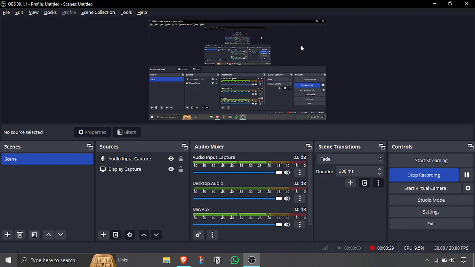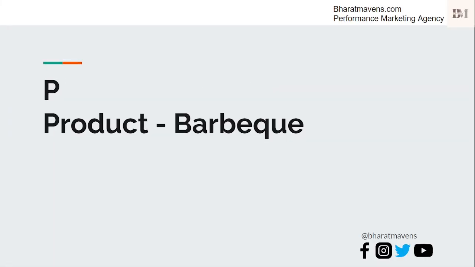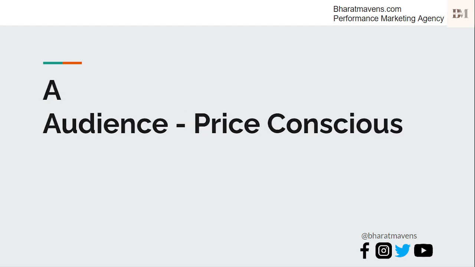First up, we use the PAM framework, which is P for product, which here is barbecue, A for audience, where we want to target a price conscious audience. If you notice here, I've never talked about anything demographic related, any location related, or even women or men, gender, anything, because we make it a point to understand the sentiment of the customer from pain and desire related audiences and not segment audiences based on demographics.